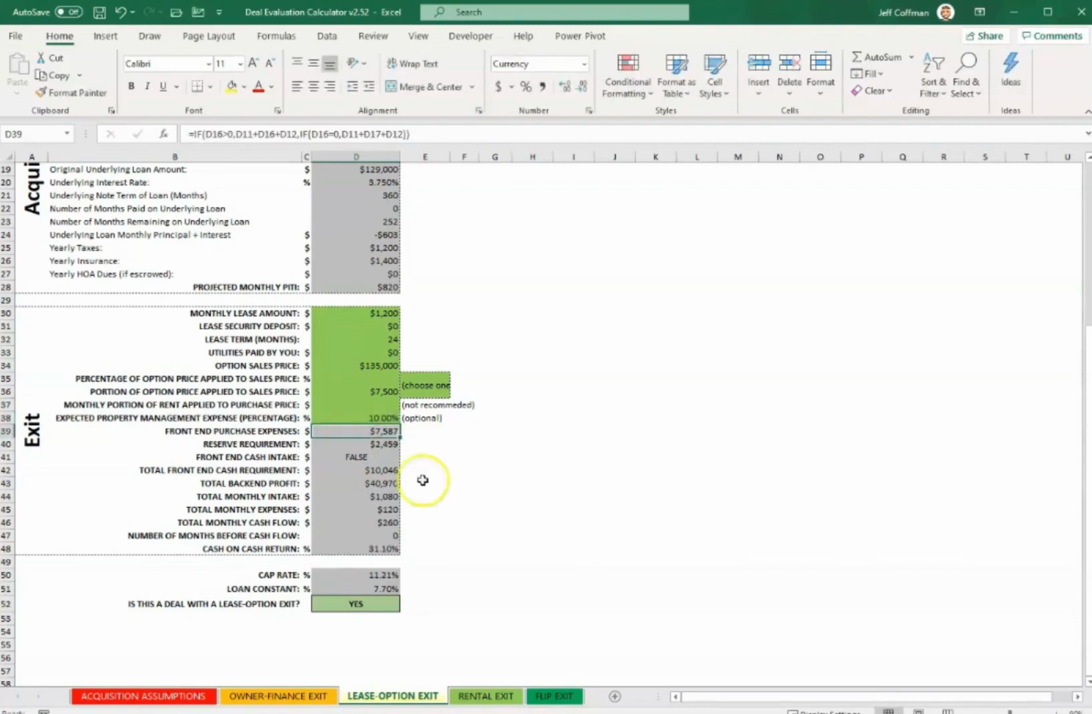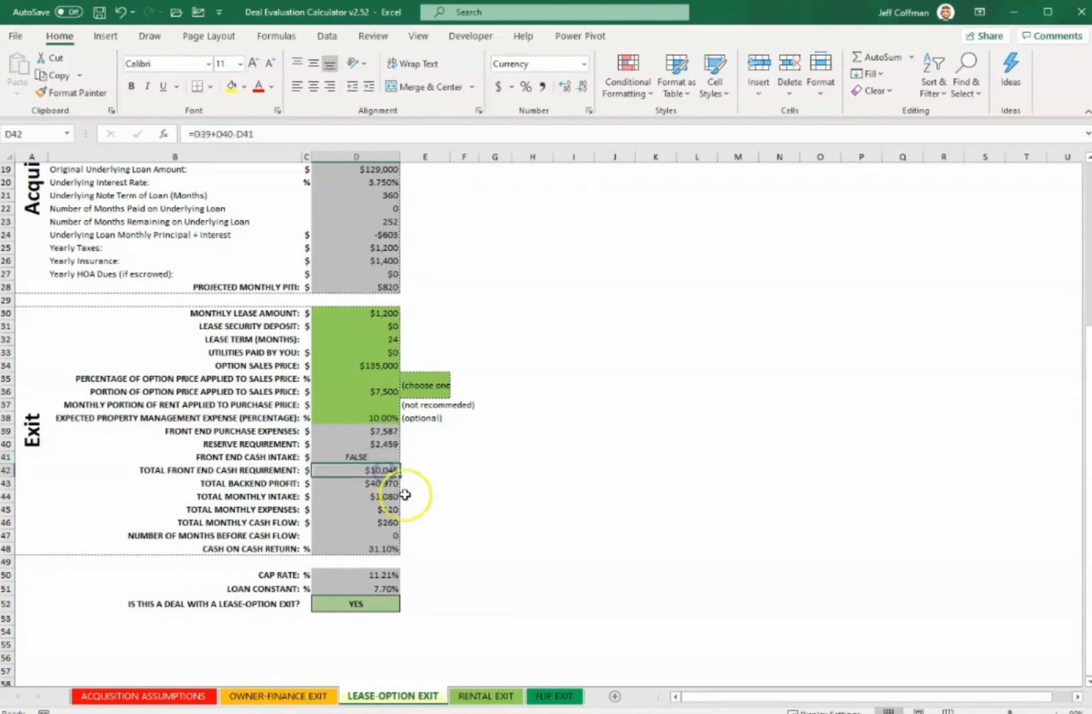So now what we have are our actual figures. We have our front-end purchase expenses, our front-end reserve requirement. We are not going to have any front-end cash intake, so you're not going to be taking any cash in when you find your tenant buyer here. So I will have to change this. Let me write that down. I will remember to do that.